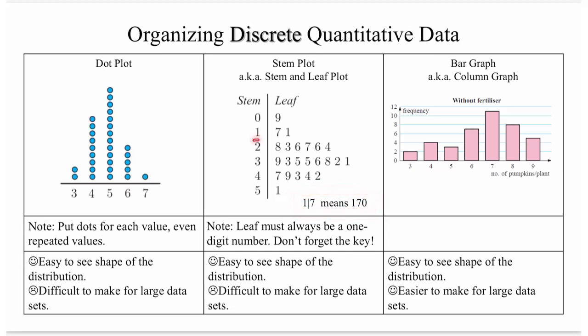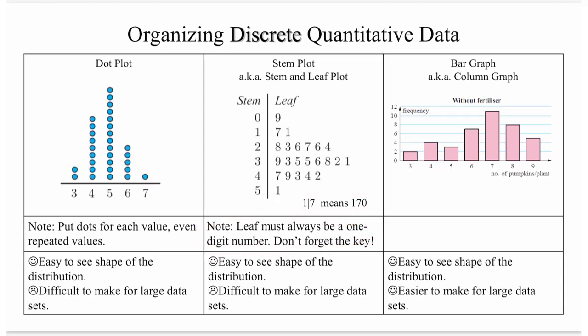this represents. So this stem here would be 1, and then this is a separate one, so that's 1/7, so it'll be 170, and then 1 would be 110, so that's a whole separate value. And then you have 280 represented with that, 230 with that one, 260 for that one, and so on. So that's how you would read the stem and leaf plot. Notice that the leaf must always be a one-digit number, and then don't forget the key.